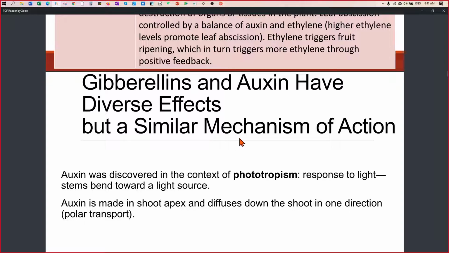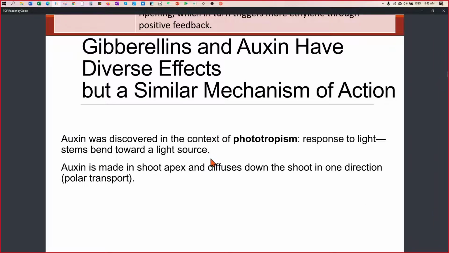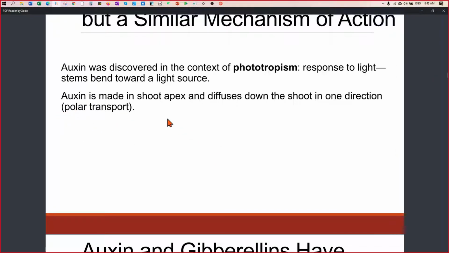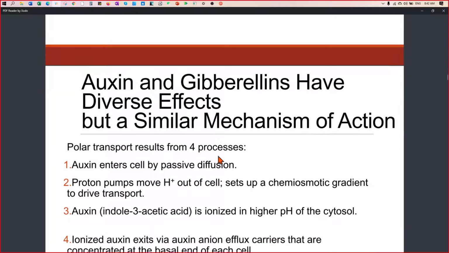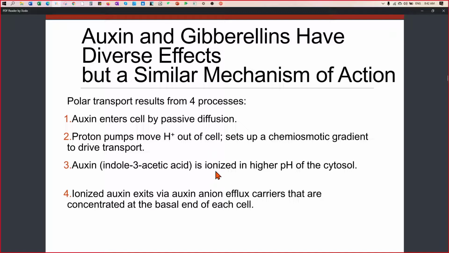Right, so auxin was discovered when people were making efforts to study phototropism. It is made in the shoot apex and diffuses down the shoot in one direction. It's polar transport. So the thing you need to know about auxin, and to some degree gibberellin as well, is this polar transport. There is a whole dedicated field studying polar auxin transport. You can have your PhD just on this. Even though it says only auxin here, remember this is applicable to some degree to gibberellin as well, right?